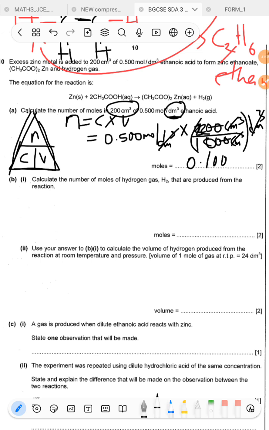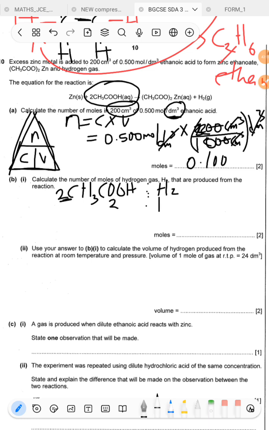B, Roman numeral 1 says calculate the number of moles of hydrogen gas, H2, that are produced from the reaction. Here we're going to use ratios of reactions. You just take this as it is from the balanced chemical equation. CH3COOH is 2, H2, then you take the coefficient, that is going to be our ratio, to 1. No number here means 1.